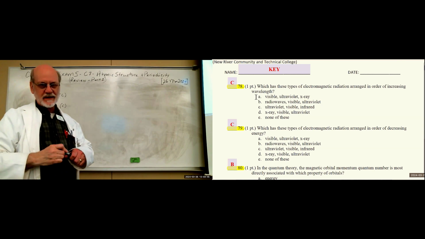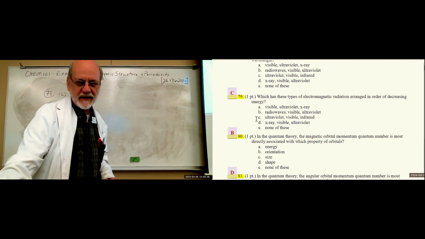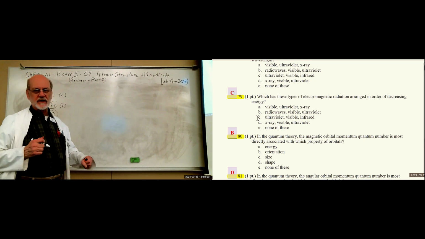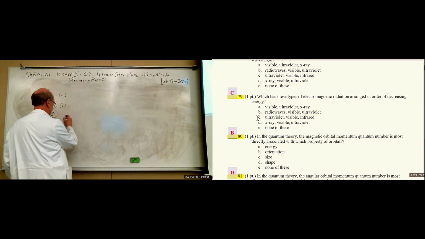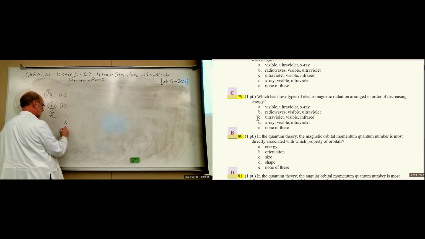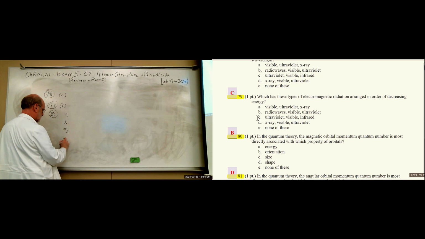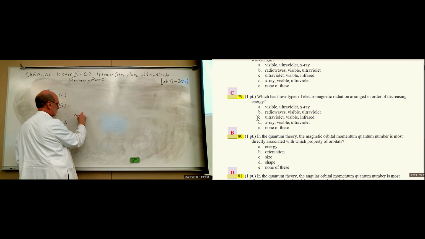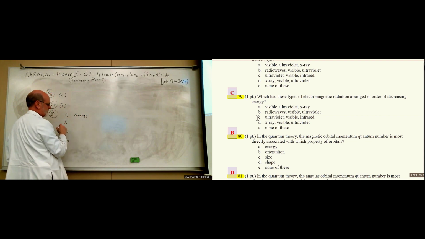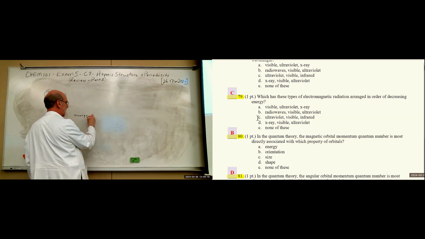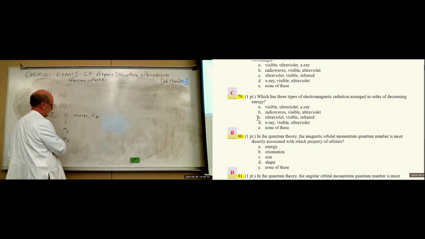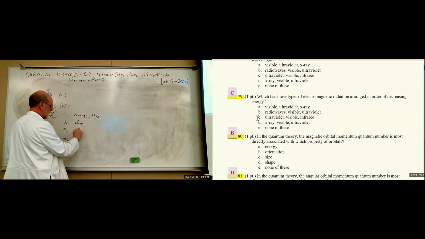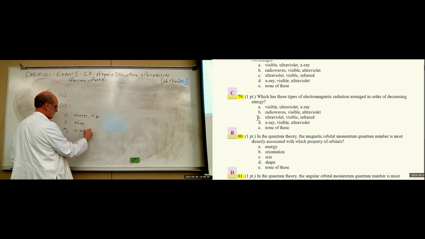About 80. In the quantum theory, the magnetic orbital momentum quantum number is most directly associated with which of the properties? All right, sometimes I have to go in here and say, we got this one, this one, and this one. Spin is easy. This is energy. This is energy level and size. This is shape. This is orientation in space.